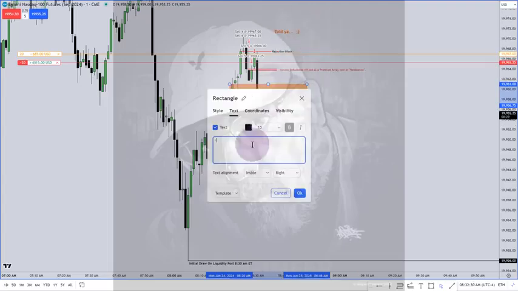So what I'm showing you is that I'm viewing that as an inversion fair value gap. And Chris Laurie doesn't teach that, by the way. He might start doing it now because mine works a lot better.